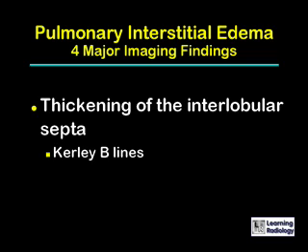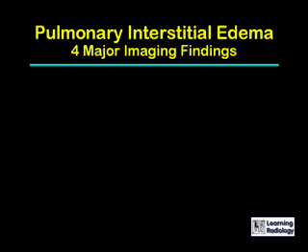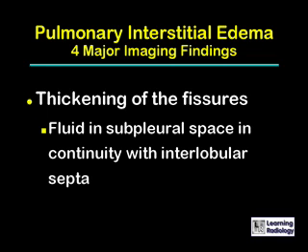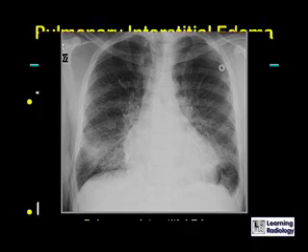interstitial edema. 1, there's thickening of the interlobular septae, Kerley B lines. 2, there is peribronchial cuffing. The wall of the bronchus becomes thicker as it contains more fluid. 3, there is thickening of the fissures due to fluid in either the subpleural space in continuity with the interlobular septae or fluid between the layers of visceral pleura. And 4, there are pleural effusions.